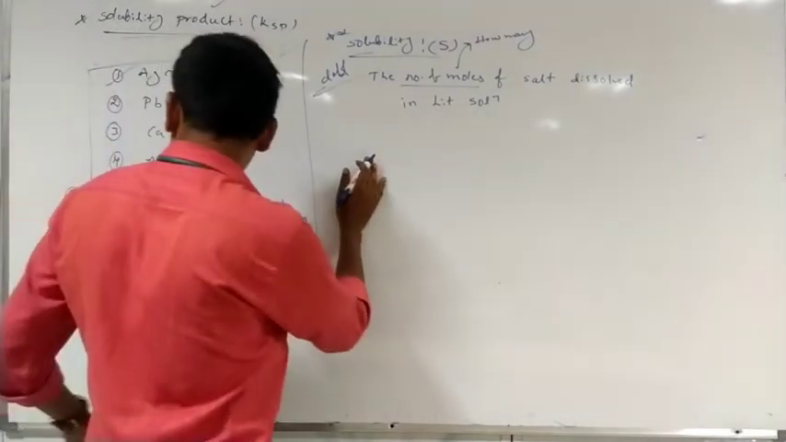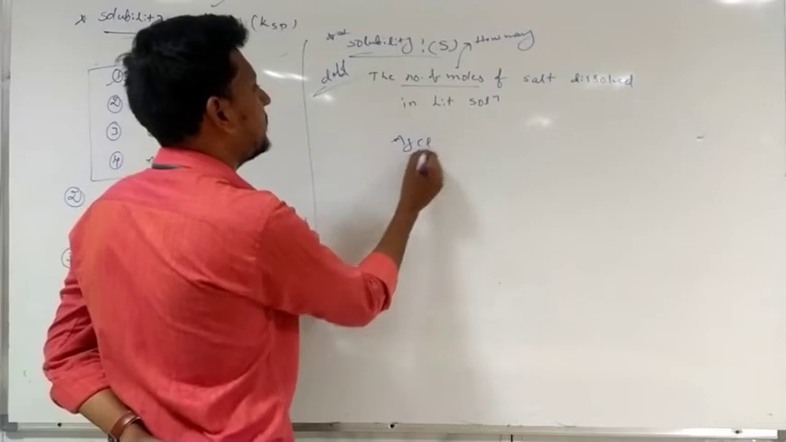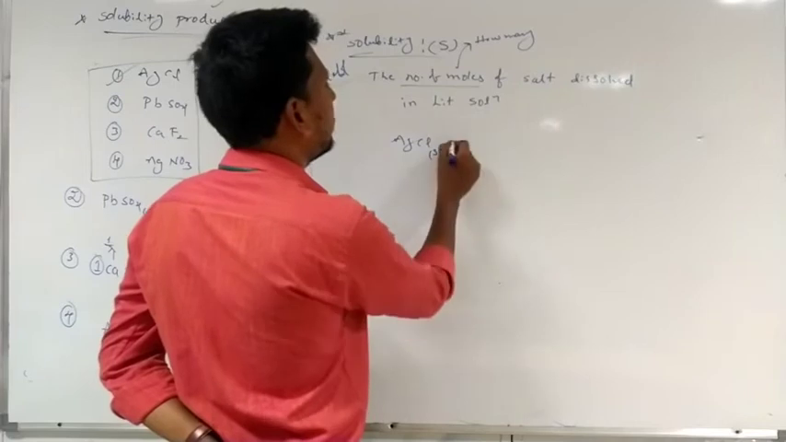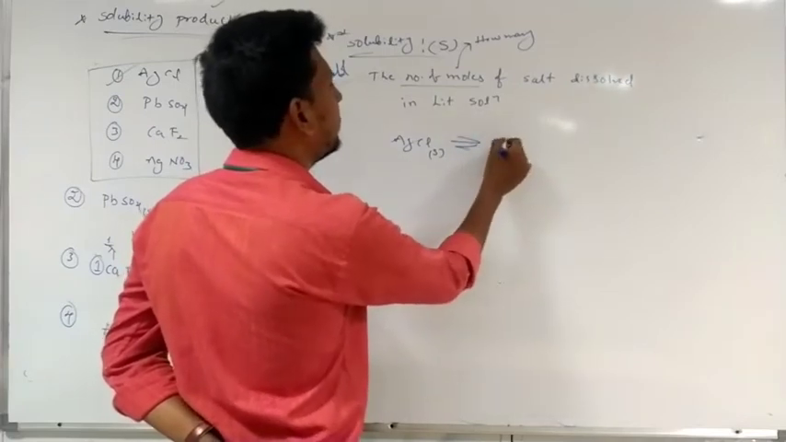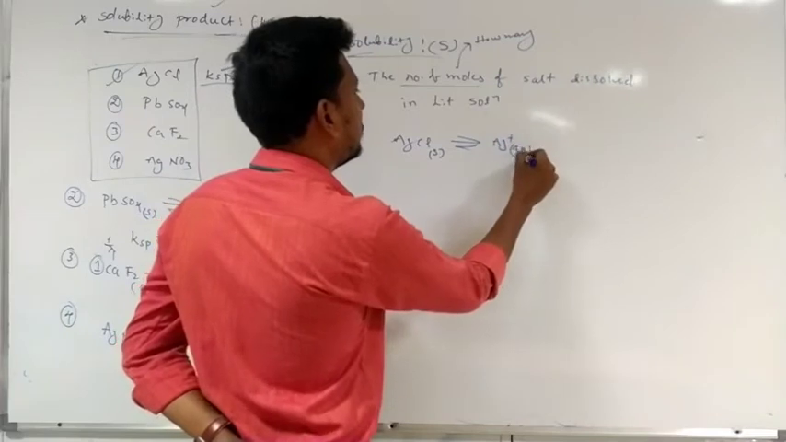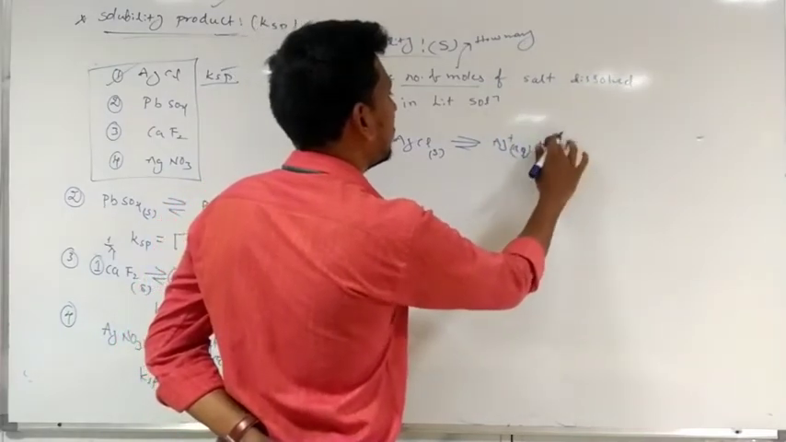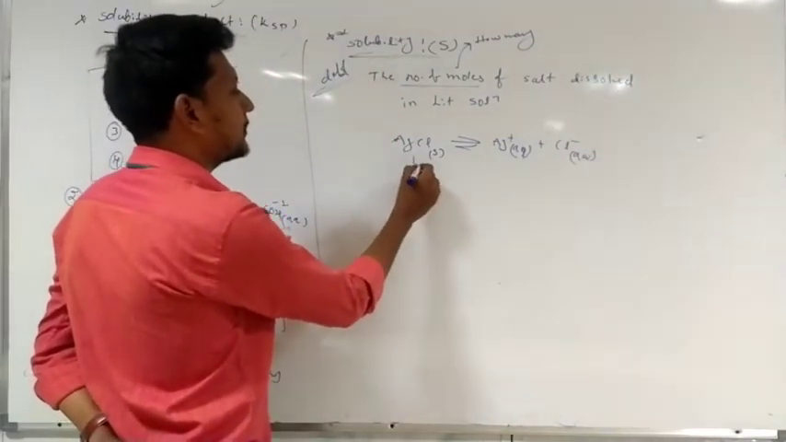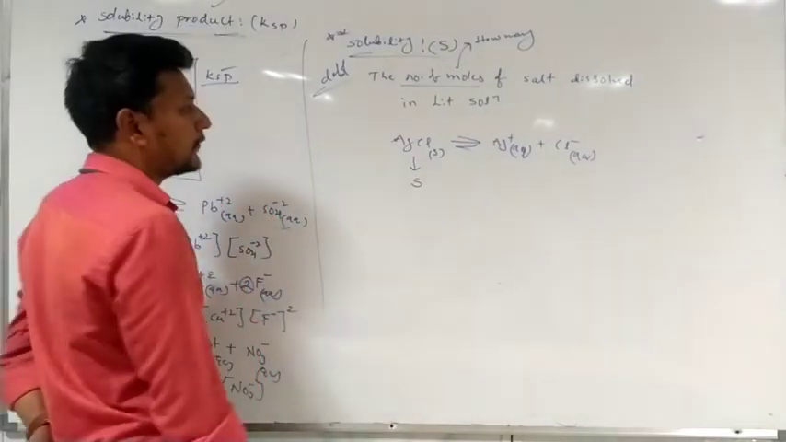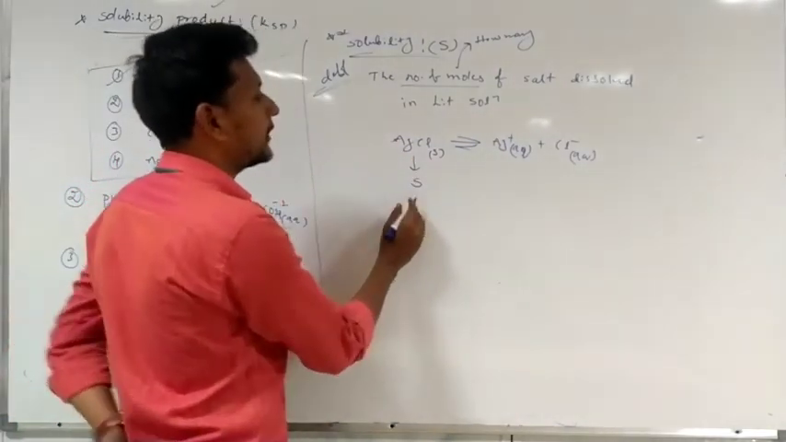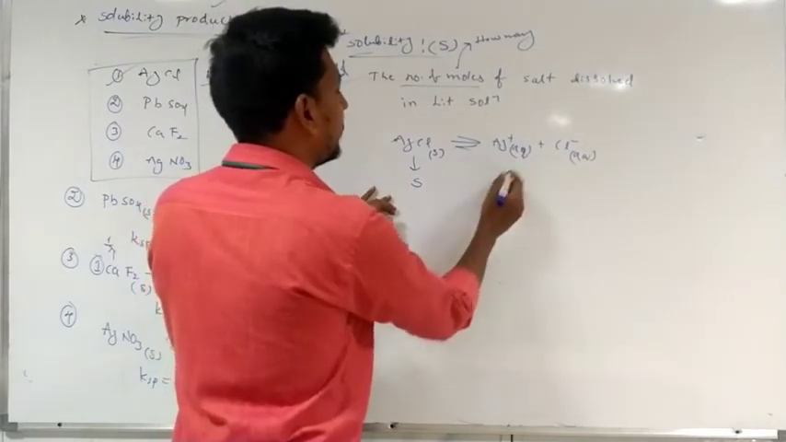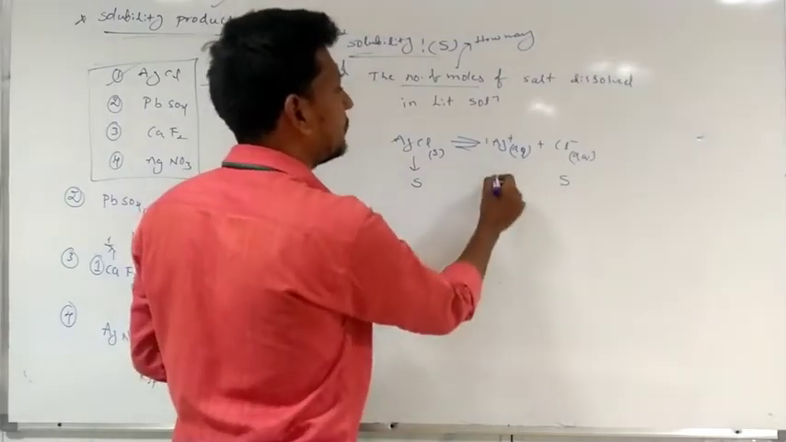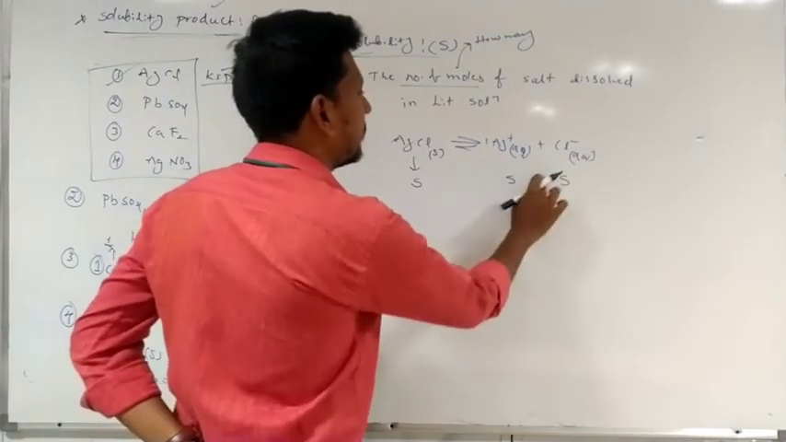For example, I am taking AgCl, which is a solid. How do we find its solubility? First of all, it is in equilibrium with Ag plus aqueous plus Cl minus aqueous. Here the solubility is S. AgCl can dissolve in water to produce S moles of Ag plus and S moles of Cl minus, 1 mole to 1 mole.